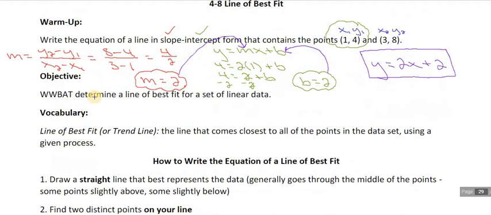So the goal is to be able to determine a line of best fit for a set of linear data. So we dealt with a line of best fit before where we would just draw the line of best fit from a scatter plot. But now we're going to specifically write a linear equation to represent that line of best fit. So the line of best fit, or our trend line, is the line that comes closest to all the points in the data set using a given process.